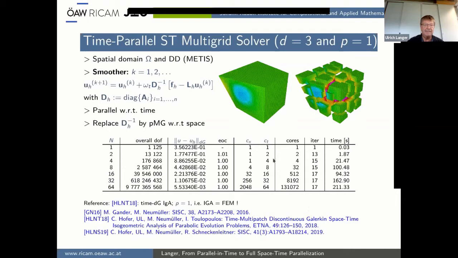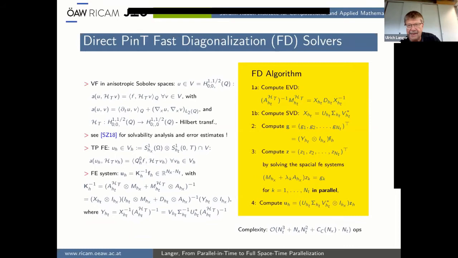And now I come to another technique that was used in the talk on optimal control, namely the fast diagonalization technique that was also used for IGA by Sangalli and his colleagues.